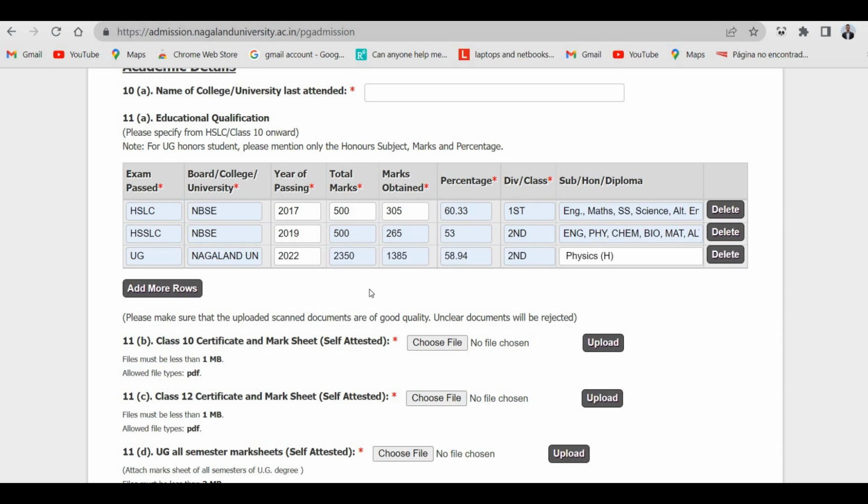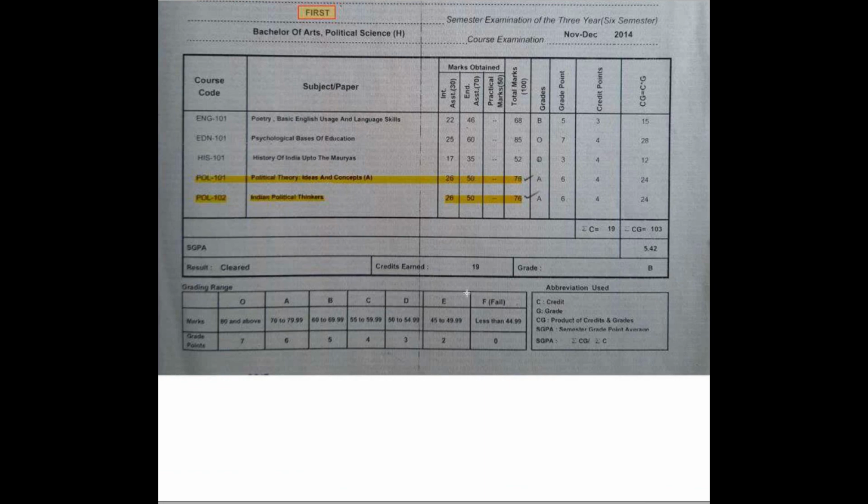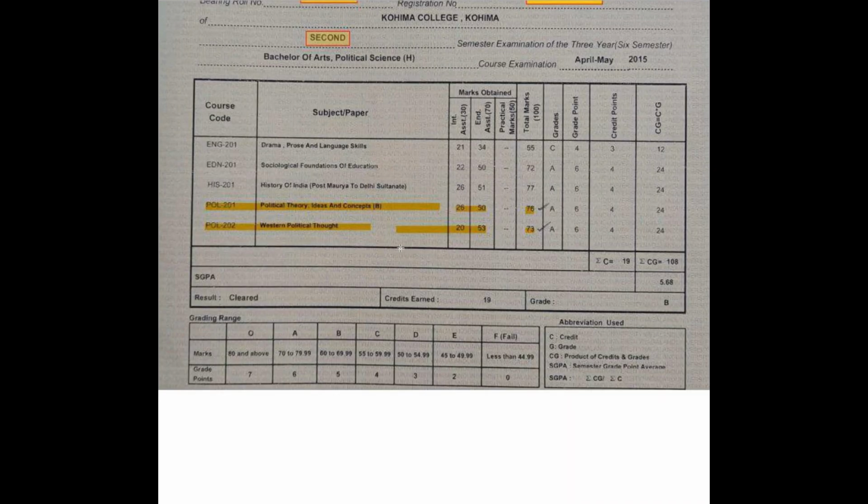Here, I want to make it clear that you need to enter the total marks and marks of your honors papers, which include your general papers as well. For example, students under NU affiliated colleges will have your honors paper and then your general elective paper. So you need to add up the marks of all your general and elective papers from first semester till 6th semester, as you can see on the screen. So the highlighted part will be your general, honors and elective papers.